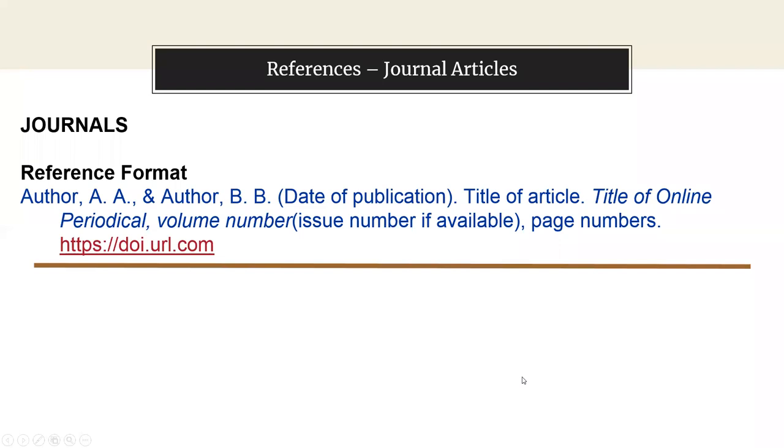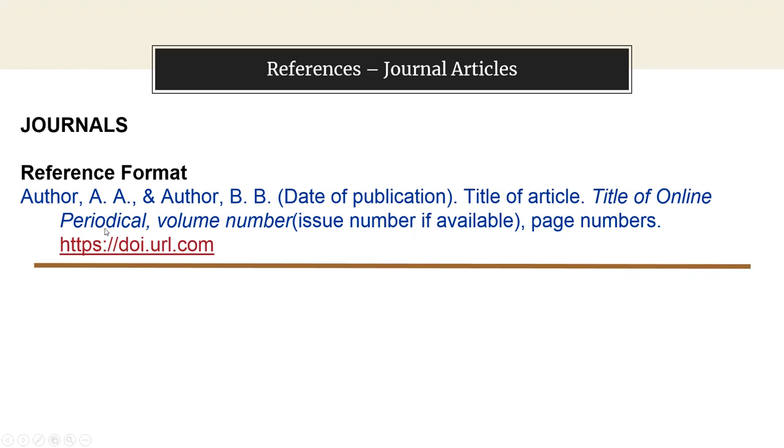So your journals, okay, they take pretty much the same format, but you're going to have a little extra information because you're going to have all of that journal information. So if you notice, again, your authors come first, your date of publication in parentheses, the title of the article. Now, notice that the title of the article itself is not italicized. It's the title of the journal or online periodical, whichever one, that is italicized, okay? But in the title of the article, again, you're only capitalizing the first letter of the first word of the title, the subtitle, any proper nouns, abbreviations, or acronyms. Okay, so that's the title of the article.